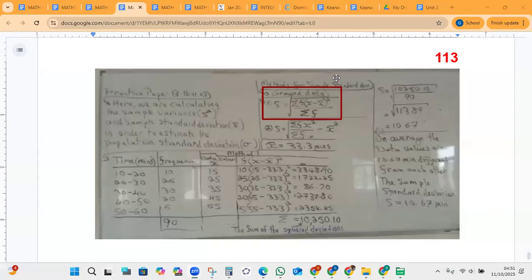To conclude this presentation, this is a demonstration of how to find the sample standard deviation for group data using method 1.